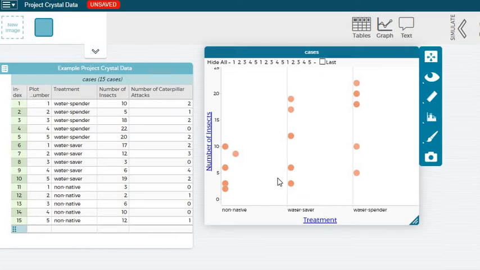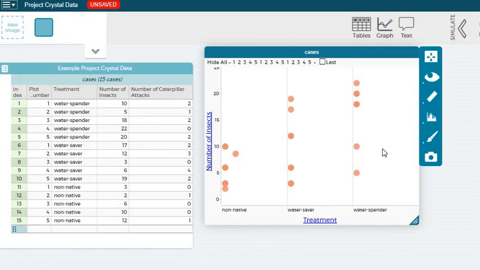We want to know if, in general, one was higher than the others, if non-native plants, water saver plants, or water spender plants differed. There are different ways that scientists can come up with one number to represent a group of numbers. Sometimes they might calculate the range, which is the difference between the smallest and biggest numbers in the group. Other times they might use the median, or the middle number, or the mode, the most common number.